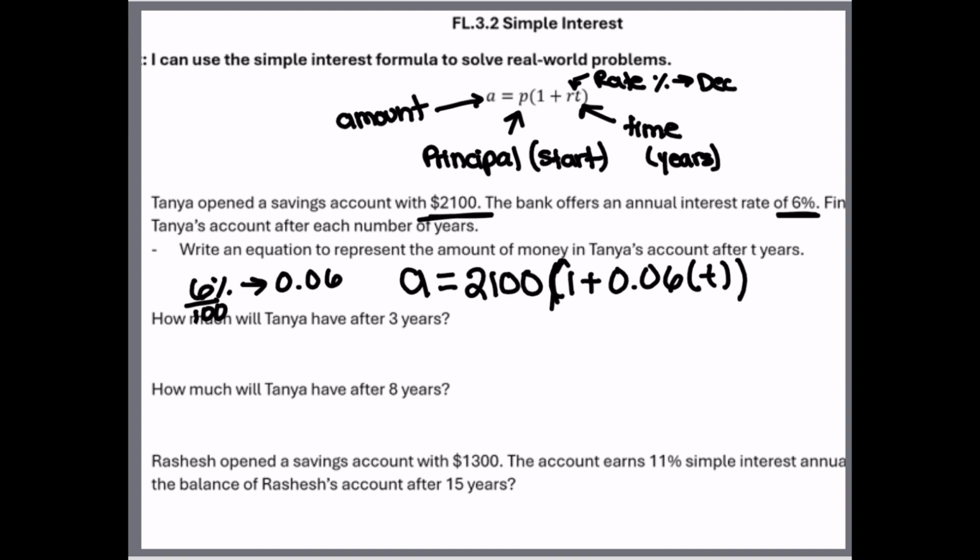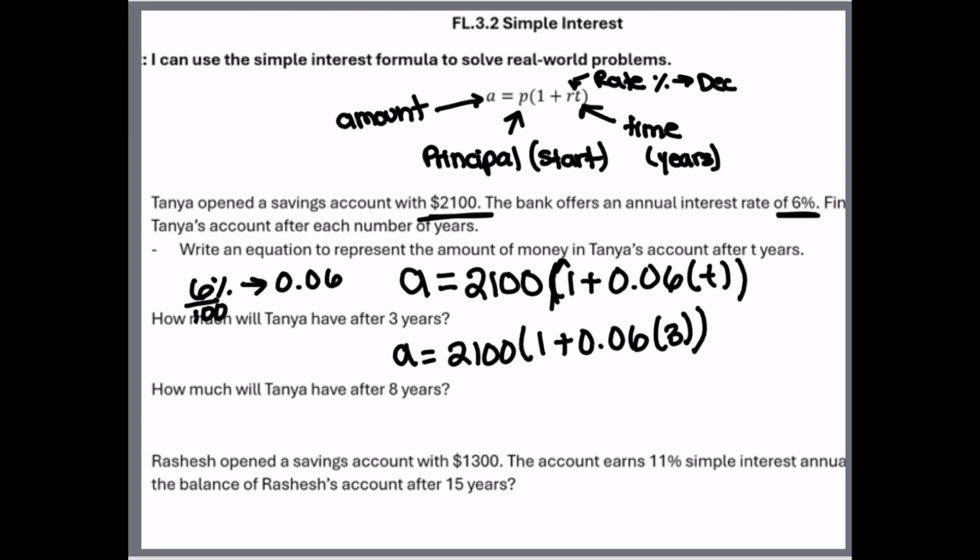So now it says, how much will Tanya have after 3 years? So I'm going to keep my equation the same. The only difference is now I know how much time has passed. So I'm going to replace T with 3.